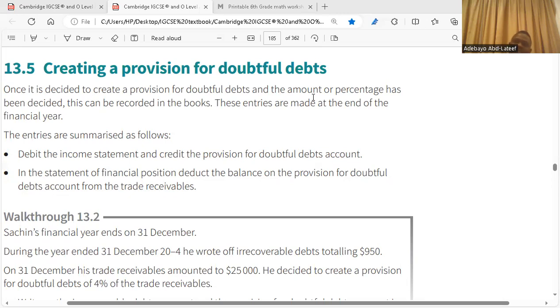So you don't sell to all the customers on credit and assume that they're not going to pay. That's a bad business. You shouldn't even do that. So you're taking a percentage. You set aside a certain percentage of your trade receivables. That is your provision for doubtful debts. You get me? Is it clear? Yes. Okay.